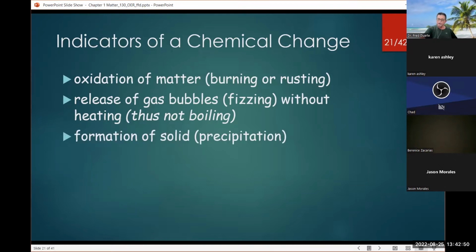Sometimes another indicator of a reaction proceeding is that you get a solid forming. You might have two reactants that are clear, colorless liquids. You mix them together and poof, you get a solid. That's a good indication that a reaction occurred, a precipitation. And that also represents another type of reaction we're going to be learning about.